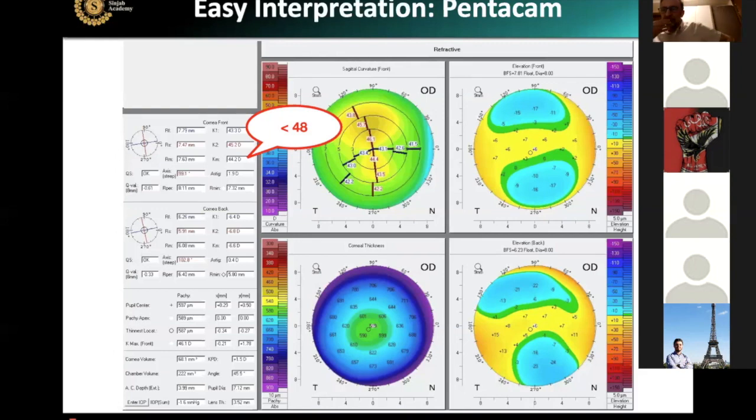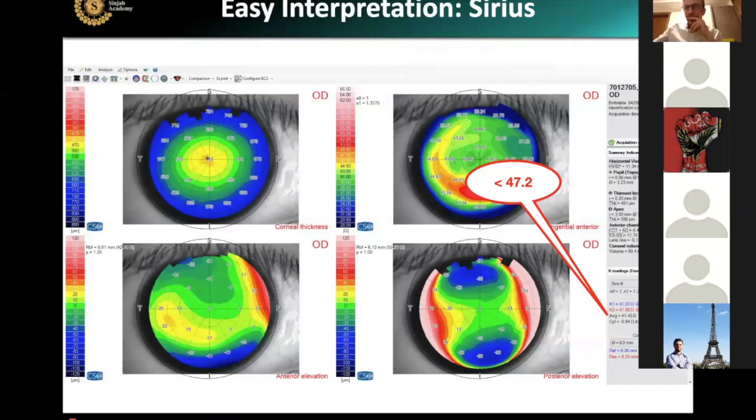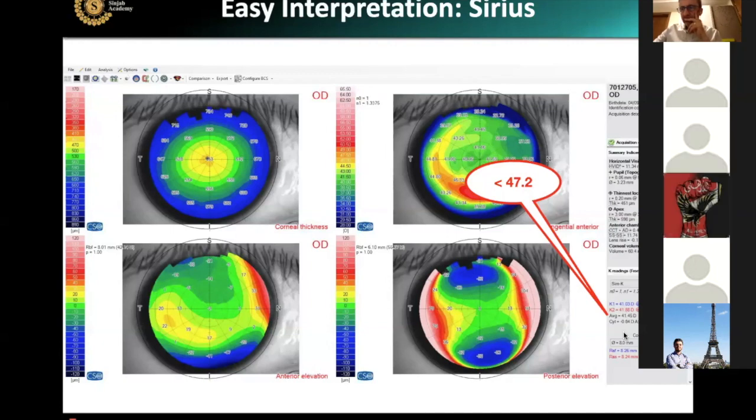Starting with KM, usually we look at the mean K on the anterior corneal surface. On the Pentacam, because it does not depend on Placido, the cutoff value is 48 diopters. So the normal value should be less than 48 diopters. If we go to the Cyrus, it is just the same. We have to look at the average K on the anterior surface, but because it is Placido-based, the cutoff value is 47.2.